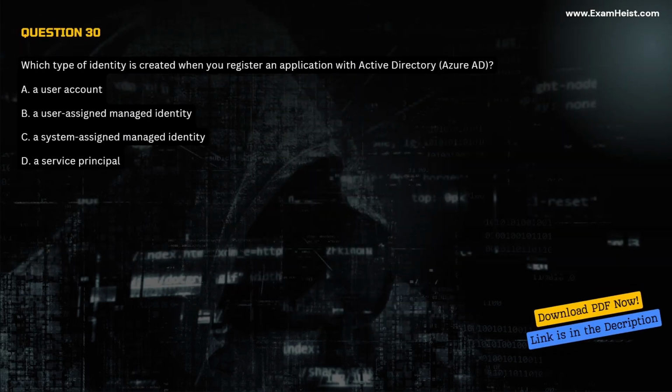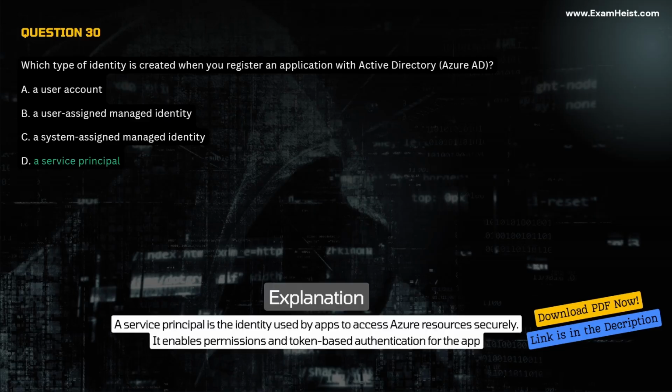Question 30. Which type of identity is created when you register an application with Azure AD? A. A user account. B. A user-assigned managed identity. C. A system-assigned managed identity. D. A service principal. Correct answer D. A service principal. Explanation: A service principal is the identity used by apps to access Azure resources securely. It enables permissions and token-based authentication for the app.